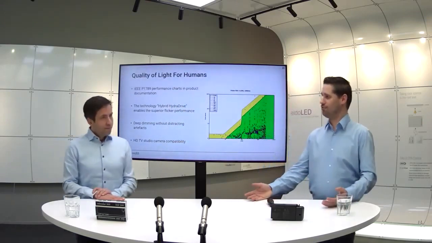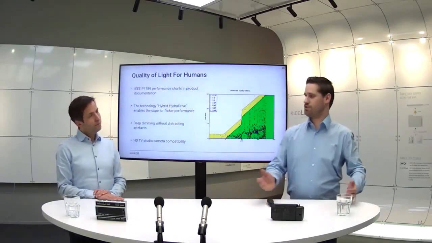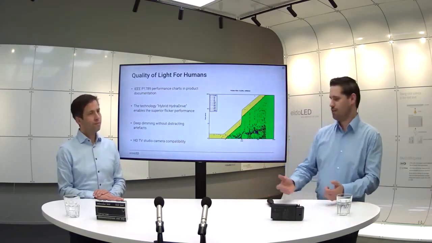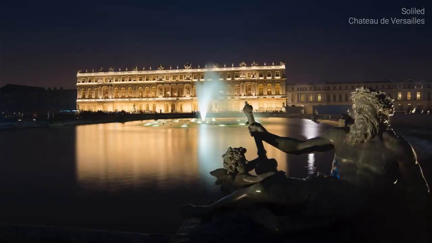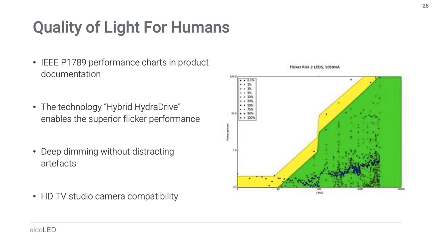Looking into the quality of light for humans, I mean, quality from a technical perspective, that's simply by using the right brands. And they know all the technical stuff, they hook it up together. But what about humans? For humans, it's very important to have a stable light output. And that's something we can only achieve by sticking to standards. And one of the standards in the flicker performance of an LED driver is called the IEEE P1789.